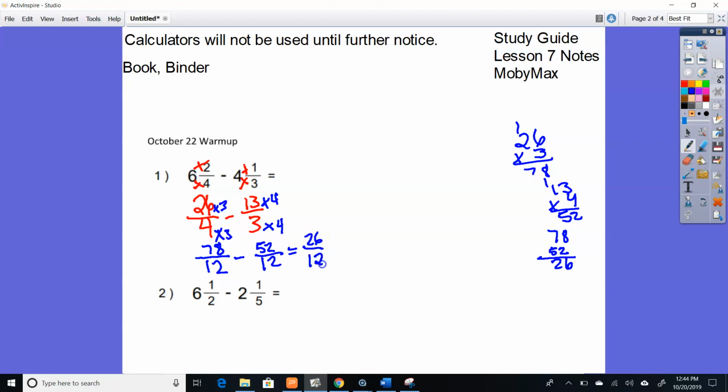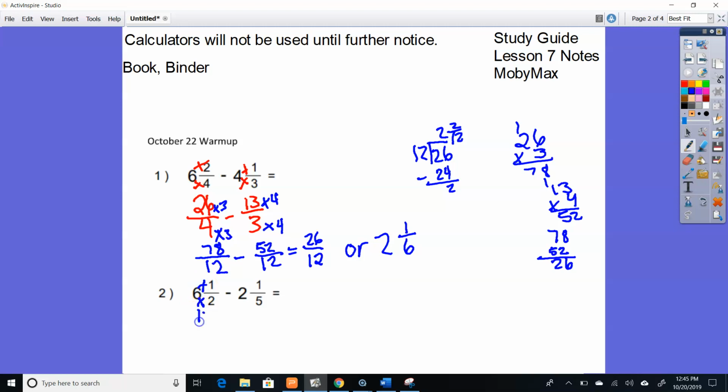And an improper fraction we need to change to a mixed number. So 12 will go into 26 2 times. 2 times 12 is 24. Subtract leaves us with 2. 2 and 2 twelfths, which can simplify. 2 will go into 2 once, and 2 will go into 12 6 times.